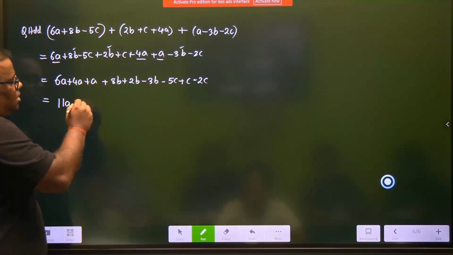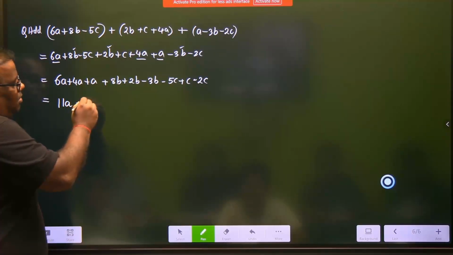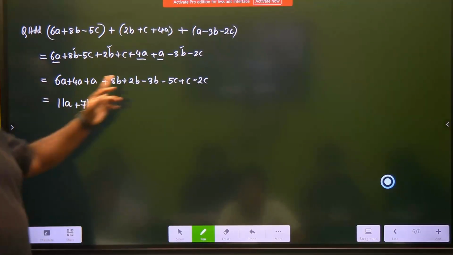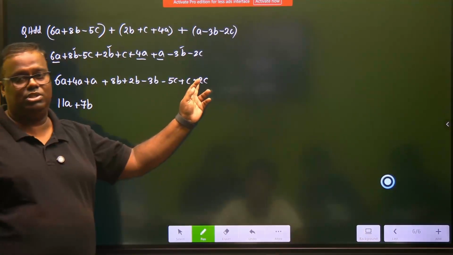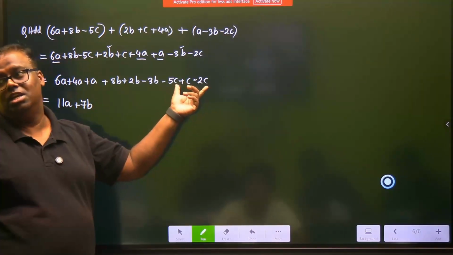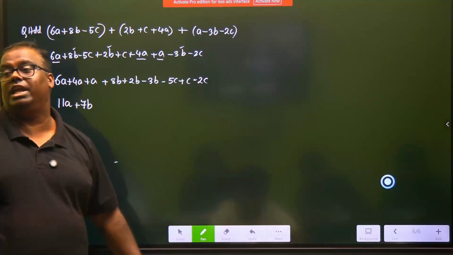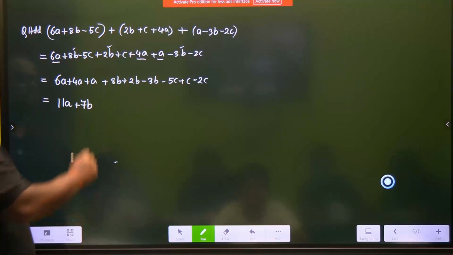11A. 8B plus 2B is 10B, 10B minus 3B is plus 7B. Negative 5C and negative 2C makes it negative 7C plus positive C is negative 6C. Clear? So this is negative 6C.